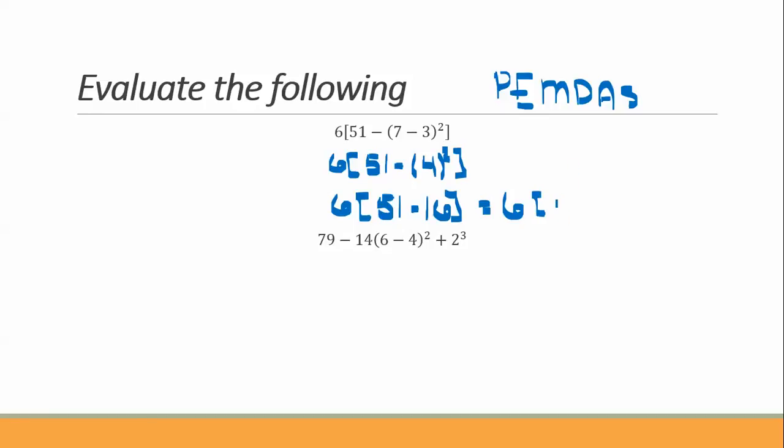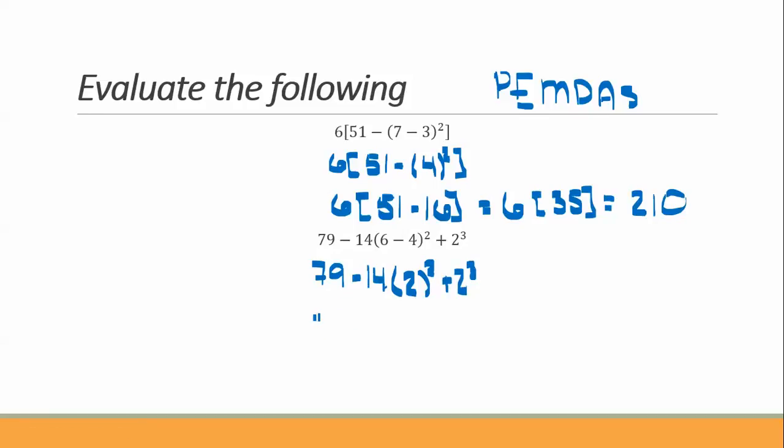So 6 times 51 minus 16 is 35. And then 6 times 35. So that would be 210. Again, we're going to do our parentheses first. So we're going to do this first. We're going to write everything else out. 79 minus 14. 6 minus 4 is 2 squared plus 2 cubed.